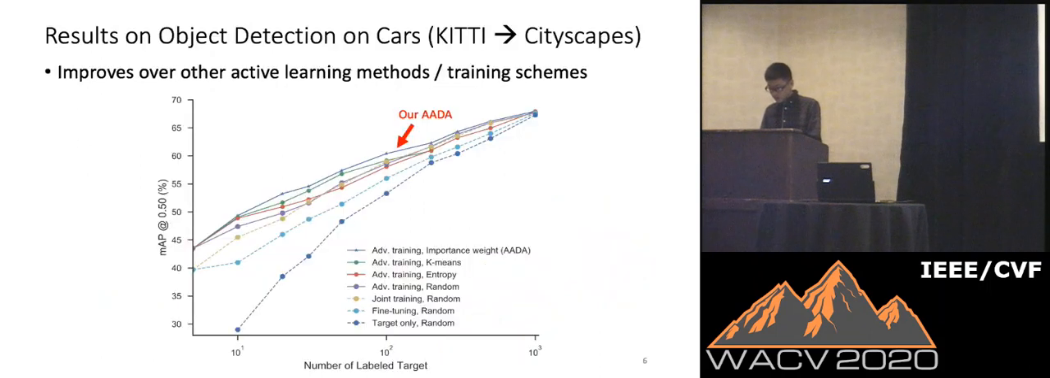Here, we show our results of object detection adapting from KITTI to Cityscapes dataset. When we have a budget of less than 1,000 labeled images, our AADA outperforms other active learning methods and other training methods.